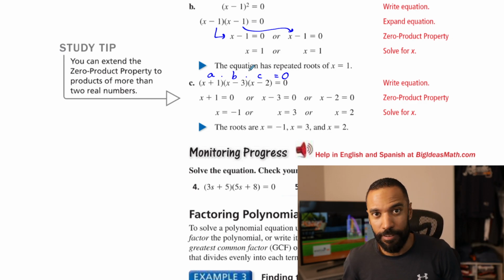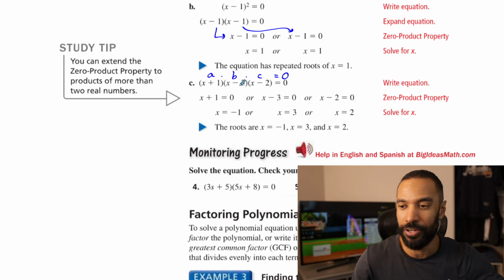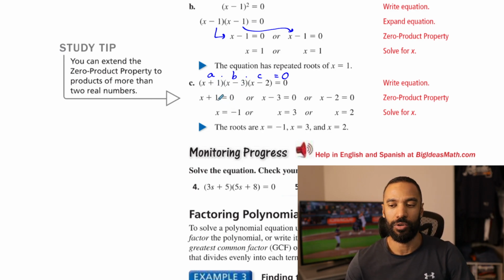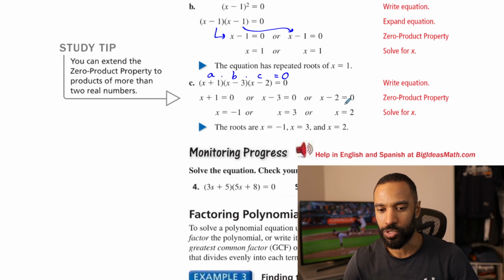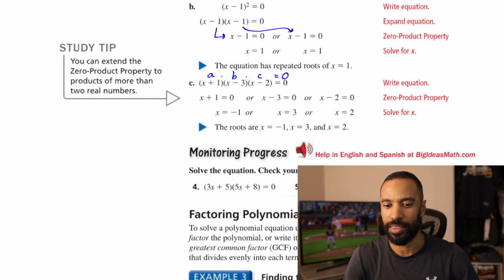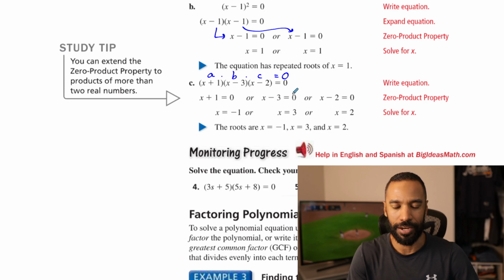you can have many things in factored form, and as long as they multiply together, then you can set conditions for them to equal 0. And you get x = -1, and x = 3, and x = 2. So there's just the concept of that. That's the zero product property in a nutshell.